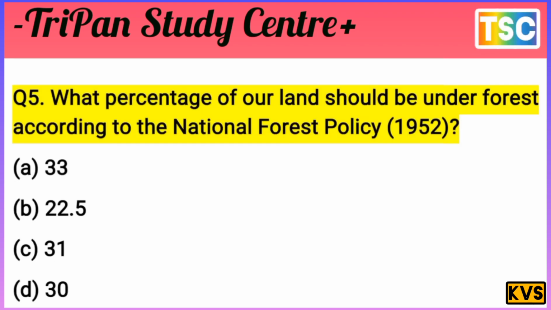Let's see the next question. The next question on your screen is the most important and interesting. What percentage of our land should be under forest according to the National Forest Policy 1952? The options are A, 33%, B, 22.5%, C, 31%, D, 30%. You know that the answer is around 30.